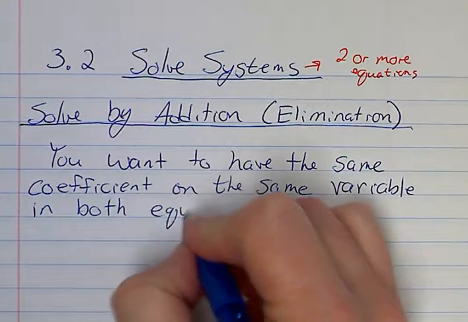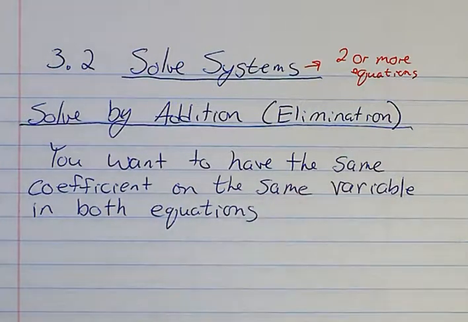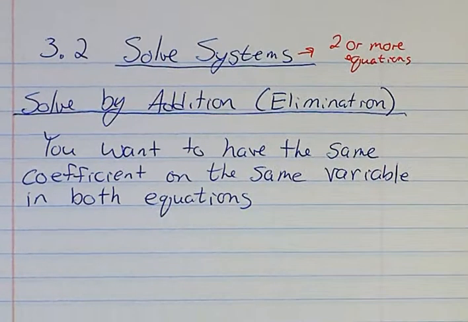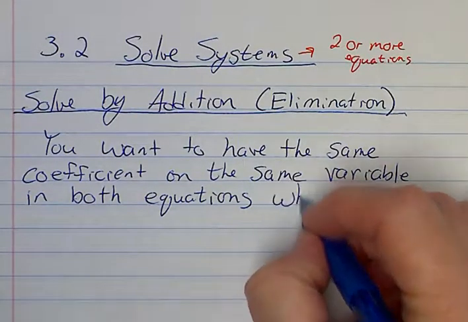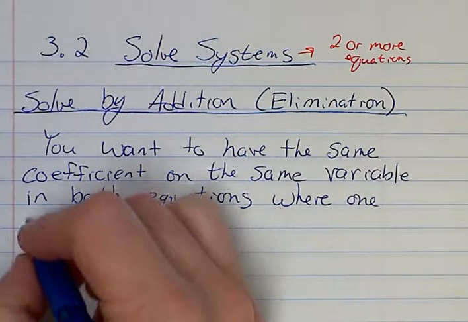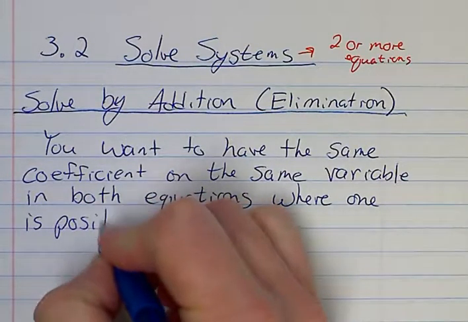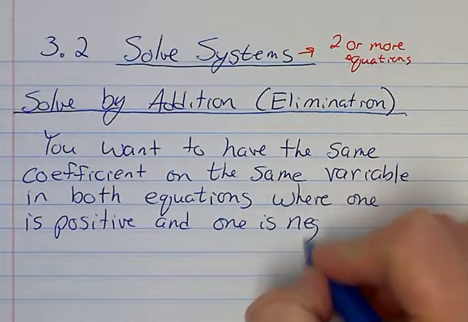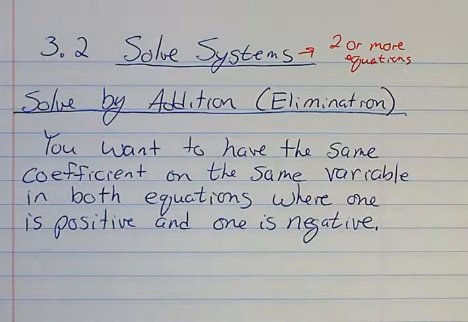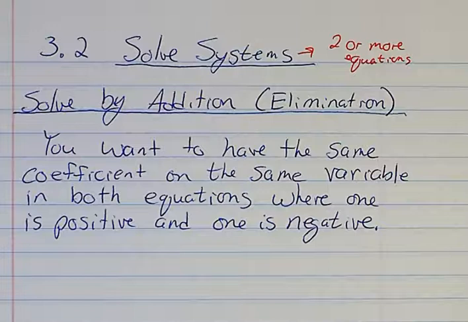Because for the first few sections, we're only going to have two equations. Again, later on, we're going to add in the third one, but for right now, we're just doing two equations. So you want to have the same coefficient on the same variable in both equations. But there's one catch to this when we do this. Where one is going to be positive, and one is negative. Okay. So when we're doing the elimination method or the addition method, that's the whole big thing that we're looking for, is we're trying to make it so that one of them is positive, one of them is negative.